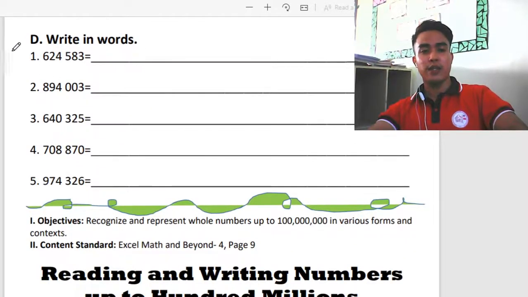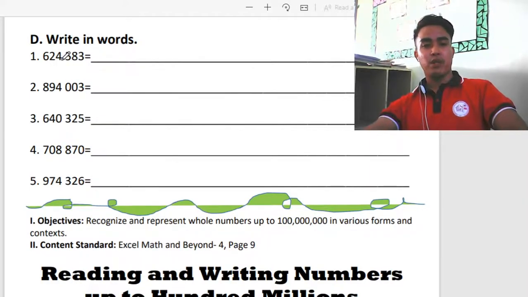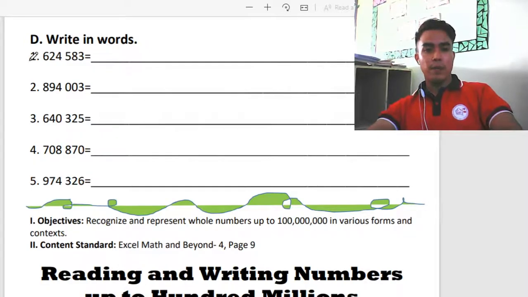Next, proceed to the next page. Write in words. Activity D. As given here, number 1, 624,583. You will write it in words in here.